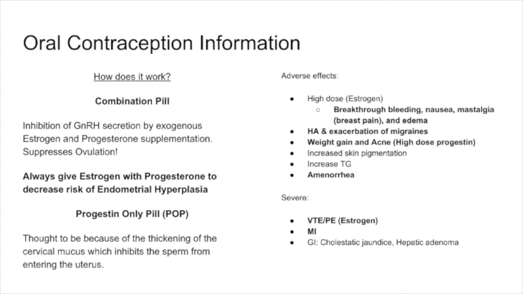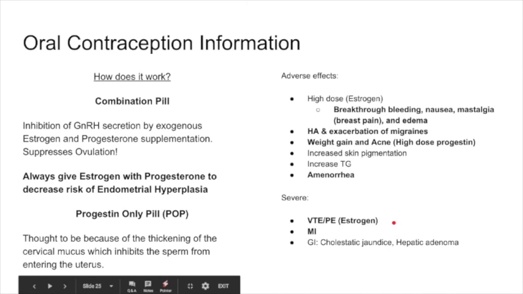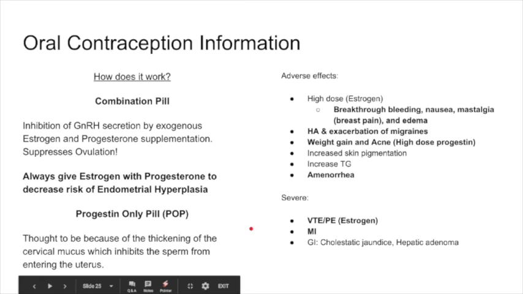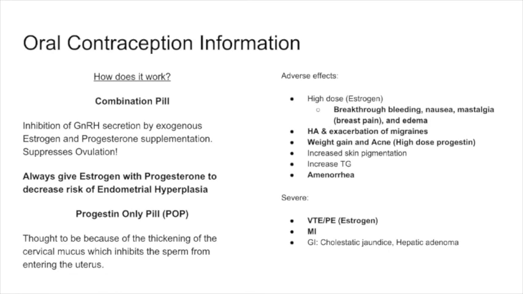There's also something known as the progestin-only pill. This can be given to women who have some of the contraindications to the oral contraceptive combination pill, be it PE, VTE, or clotting, migraine with aura, or women who smoke that are over 35. Can't give them the estrogen oral contraceptive pills. These work via causing a thickening of the cervical mucus, which is thought to inhibit the sperm from entering the uterus.